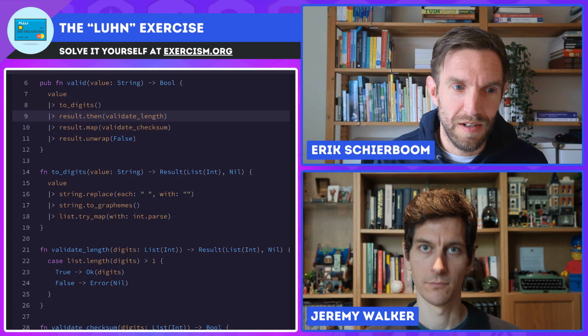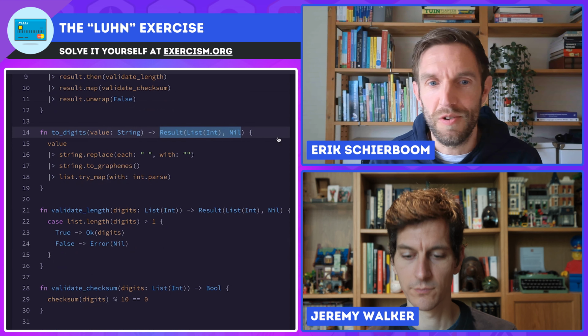So the result type is either of these values. It can't be both. It can't be neither. It must be exactly one of them. And 2 digits is, well, it's parsing a string into digits. Obviously, that could fail. So if we look at the 2 digits function, we see that the input parameter is a string, but the return type is a result of a list of integers or nil.